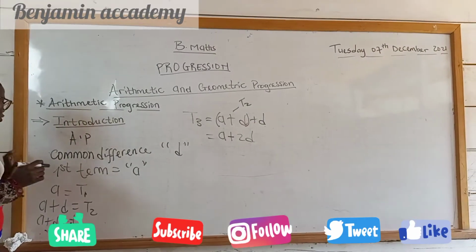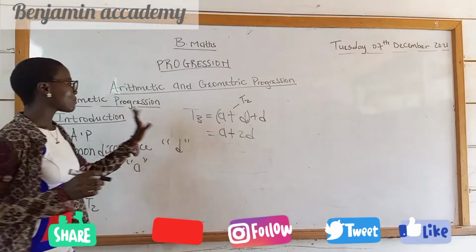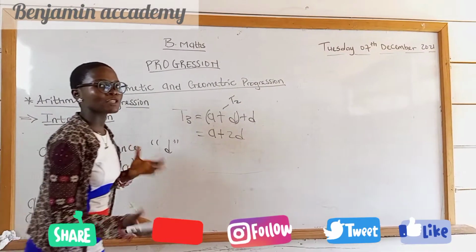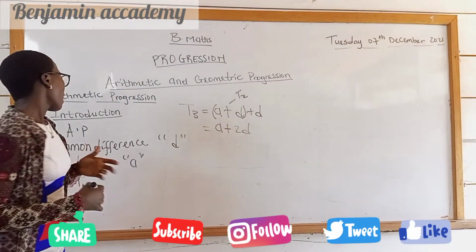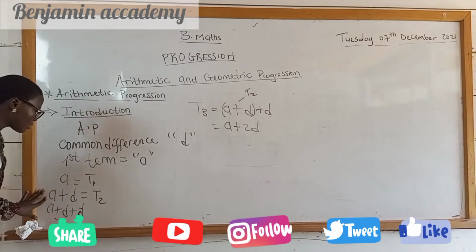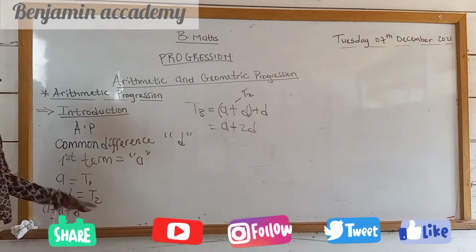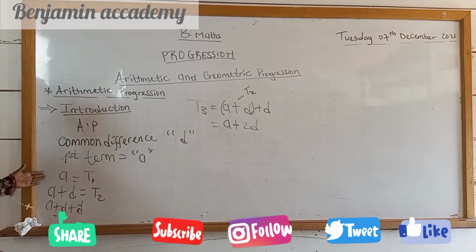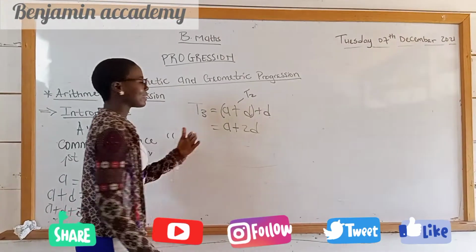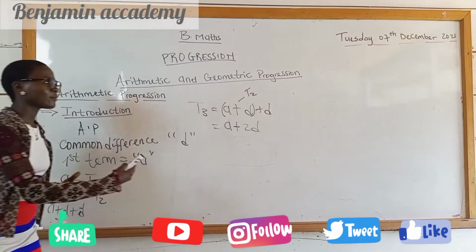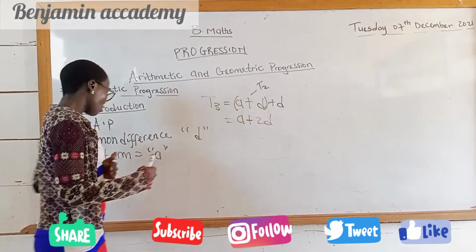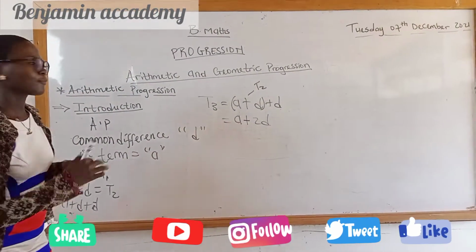That means for us to obtain a succeeding number, we add a common difference to the previous number. Like I said, to obtain the second term, we added the common difference to the first term. And to obtain the third term, we added the common difference to the second term. To obtain a succeeding number, you add a common difference to the previous number.